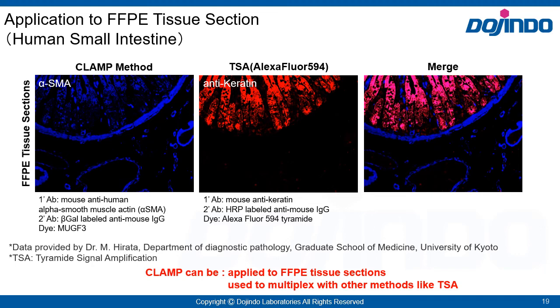Clamp has been used to stain muscle fibers in the tissue blue, and TSA, another sensitive surface antigen detection method, has been used to stain keratin red. Together, the results clearly illustrate the myofibers in the tissue. They also prove that clamp can be applied to FFPE tissue sections, and that clamp can be used to multiplex with other methods like TSA.